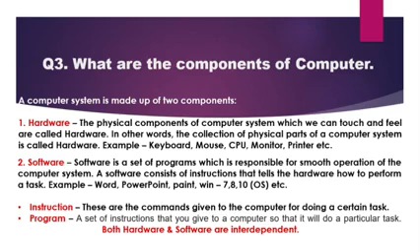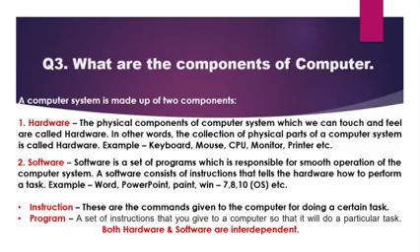And the second component is software. Software is a set of programs which is responsible for smooth operation of the computer system. Software consists of instructions that tell the hardware how to perform a task. Example, Word, PowerPoint, Paint, Windows 7, Windows 8, Windows 10, etc. Then what is instruction? These are the commands given to the computer for doing a certain task.